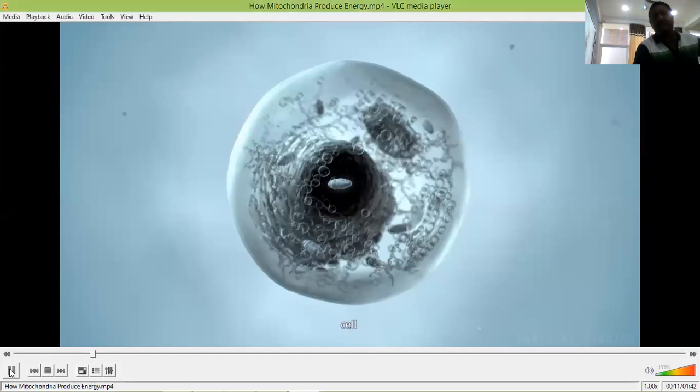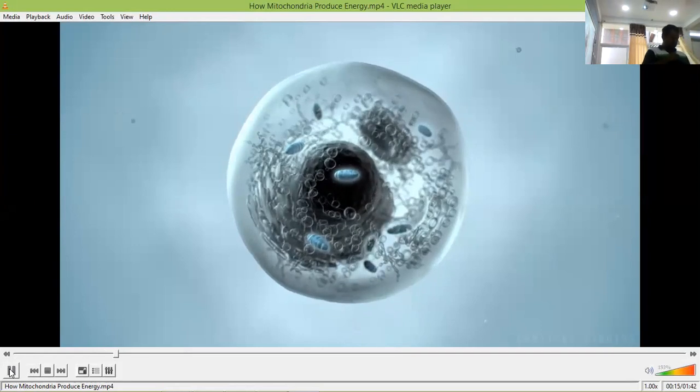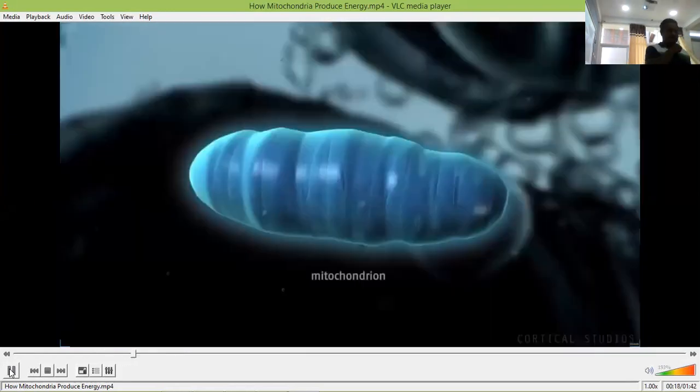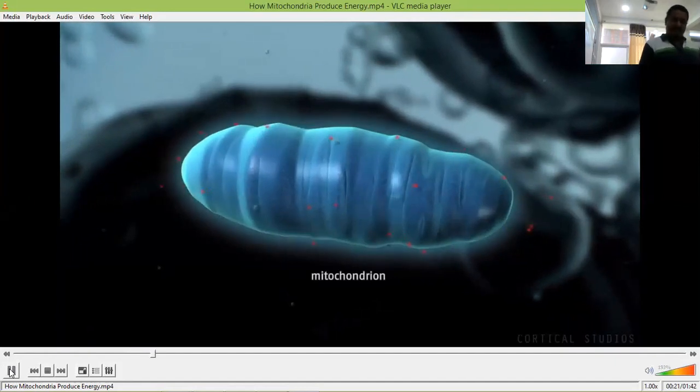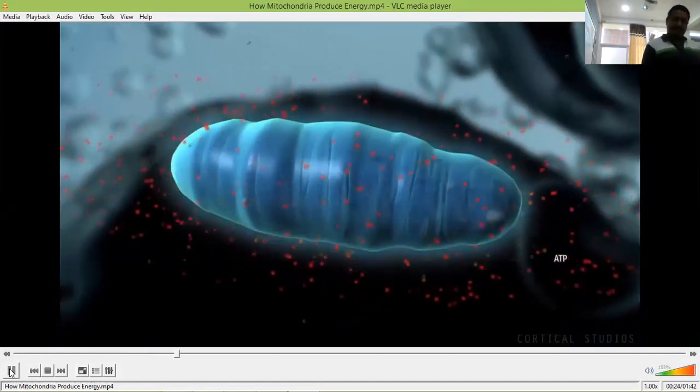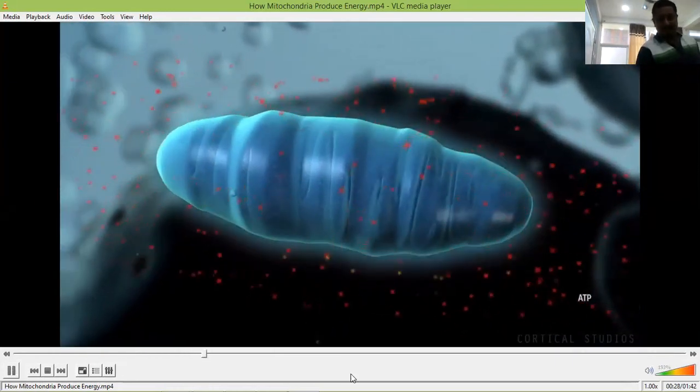All require energy to function. This energy is created within ourselves in the mitochondria. Here, food is converted into chemical energy called ATP. ATP is released by the mitochondria so cells can use it.